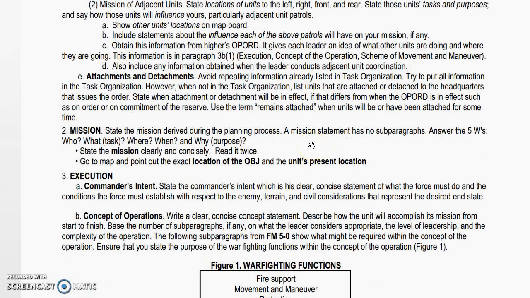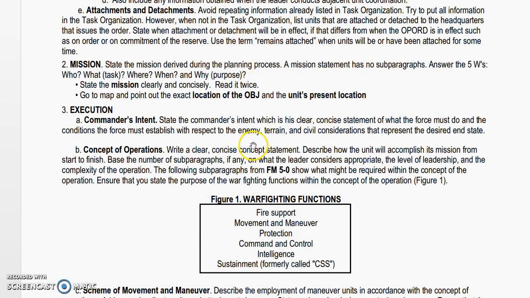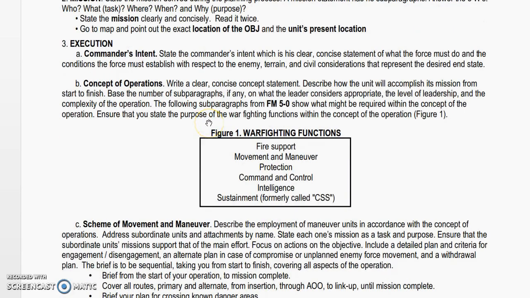Your attachments and detachments. If you are given any, then you want to be able to just list that out here. Now we're going to get into the mission statements. The 5 W's. Answer that. You all know to read it twice, so just do that. During this point in time, you want to point out the exact location of the objective and the unit's present location. The execution. Once again, a higher level.